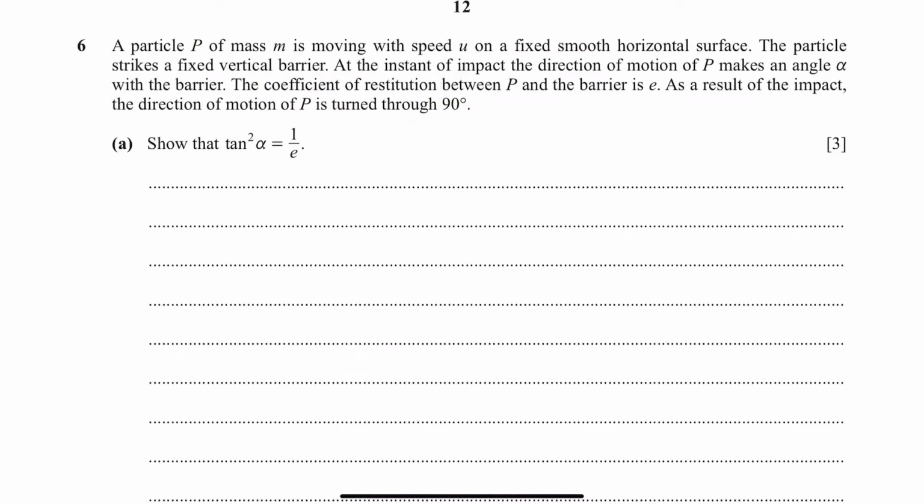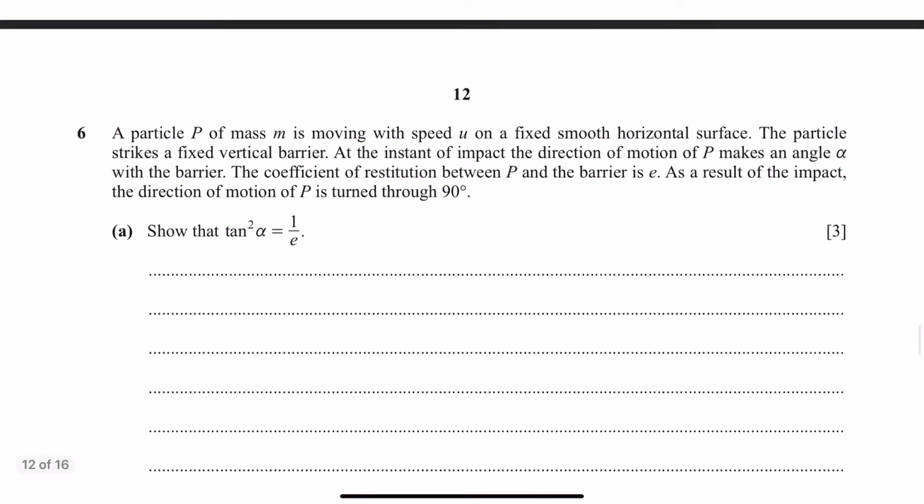Question 6. A particle P of mass m is moving with speed u on a fixed smooth horizontal surface. The particle strikes a fixed vertical barrier. At the instant of impact, the direction of motion of P makes an angle alpha with the barrier. The coefficient of restitution between P and the barrier is E. As a result of the impact, the direction of motion is turned through 90 degrees. Show that tan squared alpha equals 1 over E.